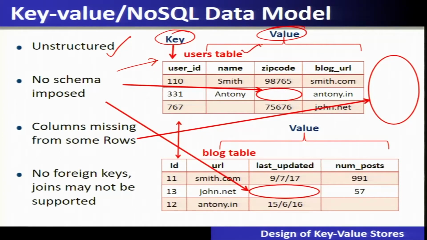So, the user table will have the following attributes: user ID will become the key and all other attributes will become the value. Here, since no schema is imposed, some of the row entries or column entries may be missing. You can see these are the columns, and in some rows they can be missing, and that is not a problem in a NoSQL or unstructured data model.